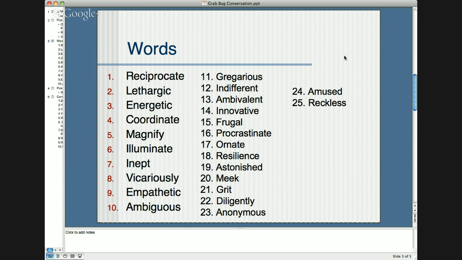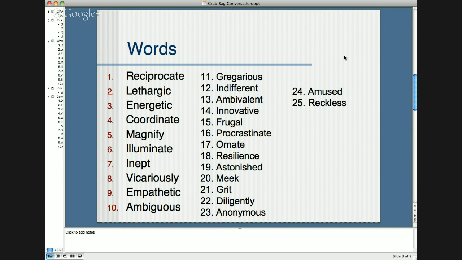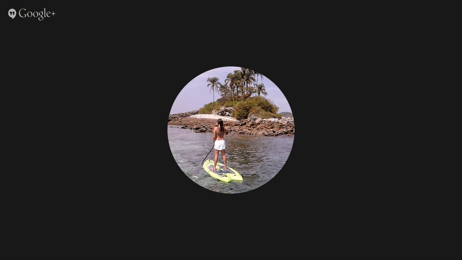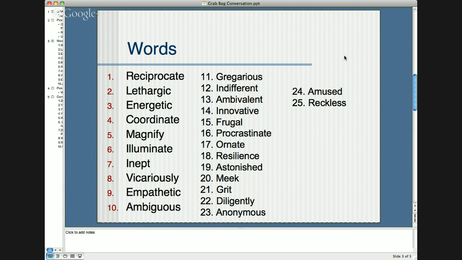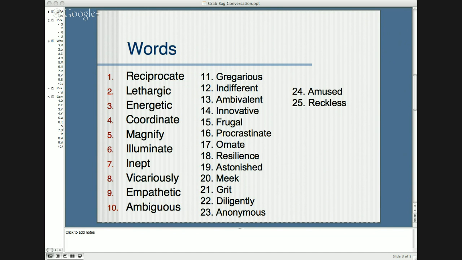So this is an adjective. And then we chose number 3. What's number 3? You know this word. Energetic. Good. And then the last one was 25. Reckless. Good. So we have all adjectives in here. Okay, take a couple of minutes and tell me what these mean. I just know number 3.